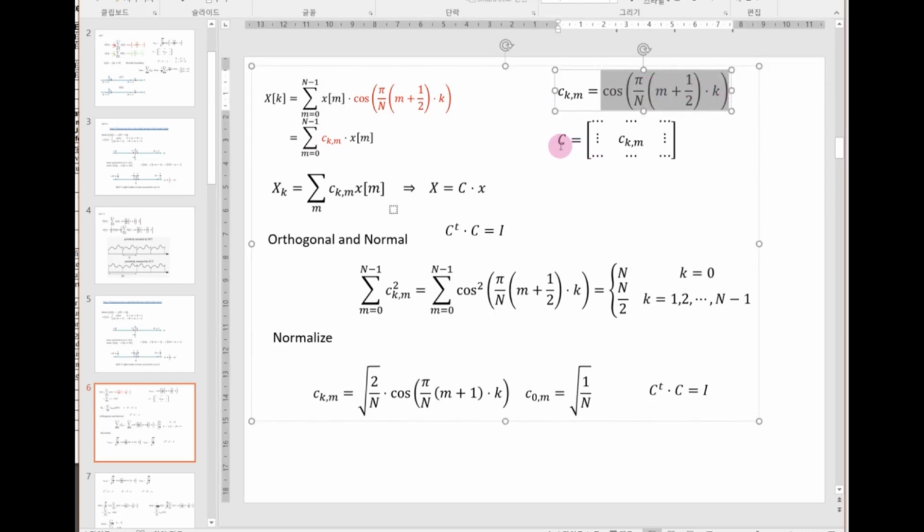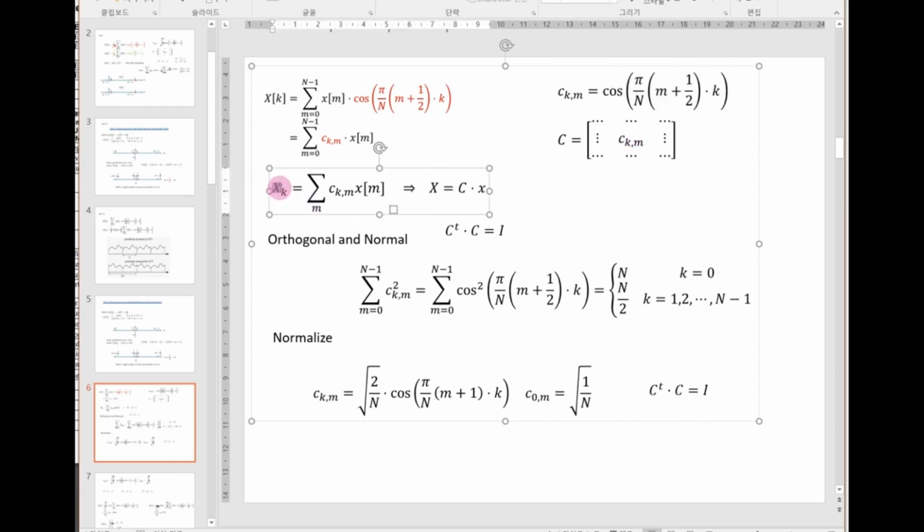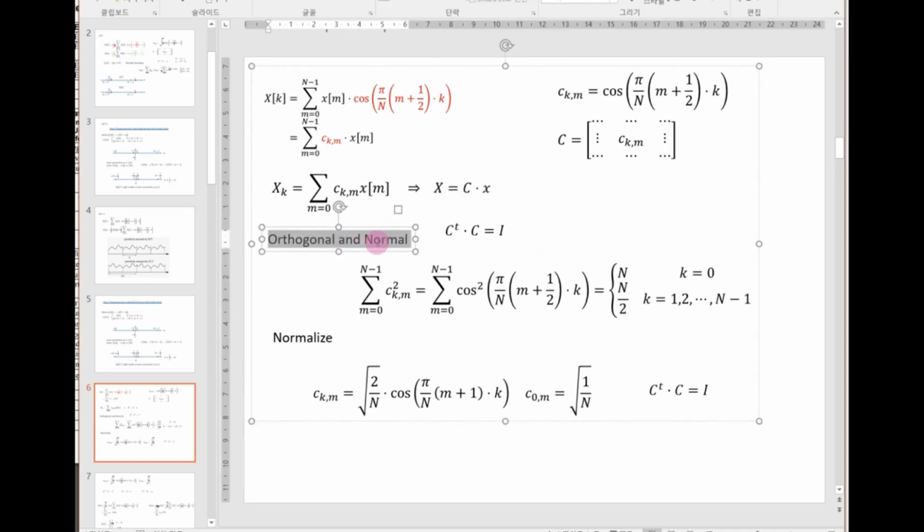Then the C matrix has K rows. K means the harmonic index, and M column is the sequence index. So the kth harmonic component can be found by these summations, where M should change from 0 to n-1. Okay, so 0 to n-1. Then we have this expression. This is the DCT transform, and we would like to develop the orthogonality and normality property.